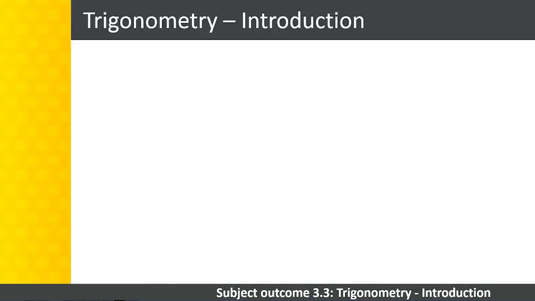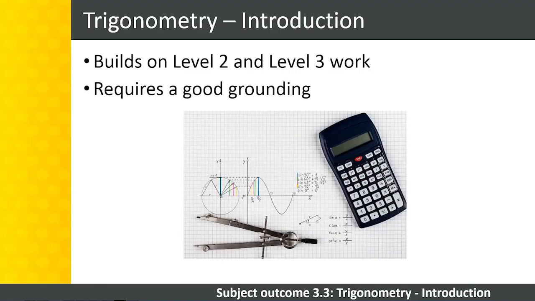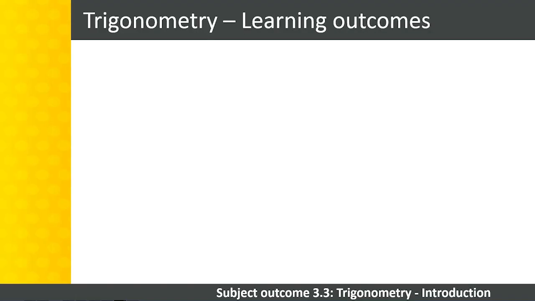Welcome back. We are now going to work through Subject Outcome 3.3, Trigonometry. This is a difficult area of work for students. It builds on work done at levels 2 and 3, so a lot depends on the students having a good grounding in trigonometry before beginning this section. Trigonometry makes up 25% of Paper 2, which makes it a very significant section of the curriculum. Let's take a closer look at Subject Outcome 3.3 and its learning outcomes on page 10 of your subject guidelines.